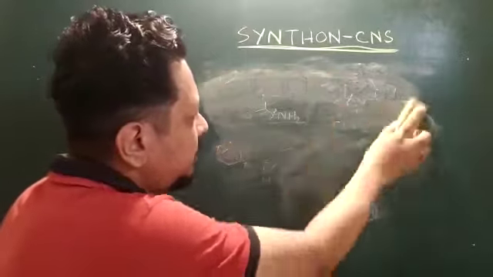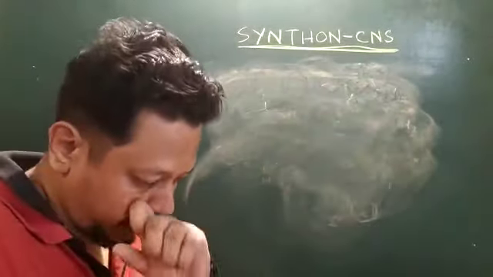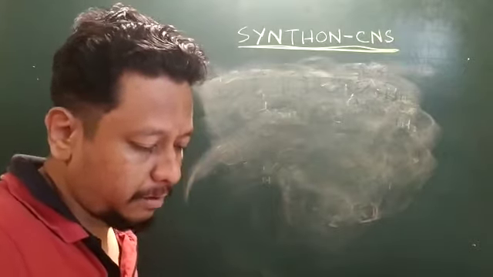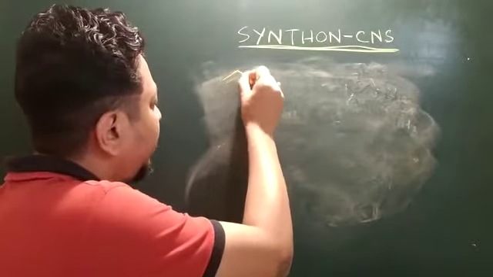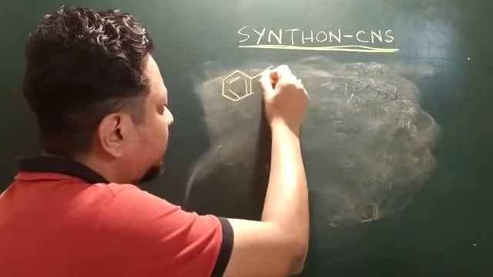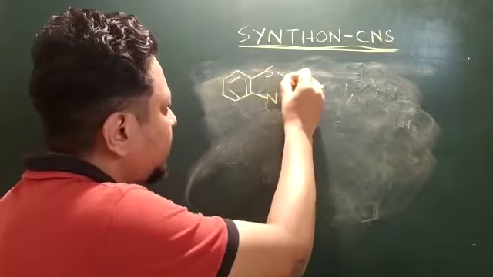Then the next synthesis will go ahead with the drug known as chlorpromazine. Chlorpromazine again is a phenothiazine nucleus structure with a sulfur and nitrogen.